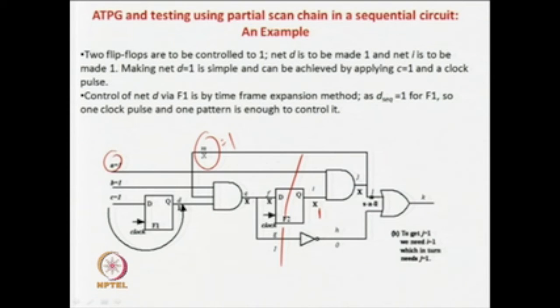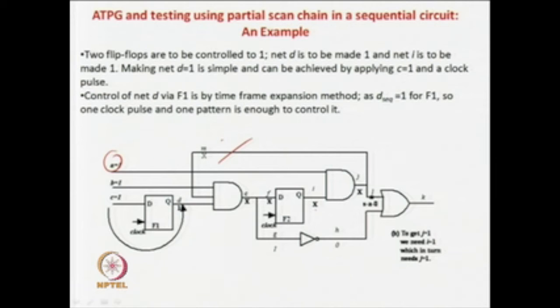Then if you apply this, only M can be directly 1. So, using this flip flop only scan, you can get M equal to 1, but for this flip flop you do not require a scan chain, you can directly use the time frame expansion method and your job is done. Okay, so let us see stepwise how we can do that.